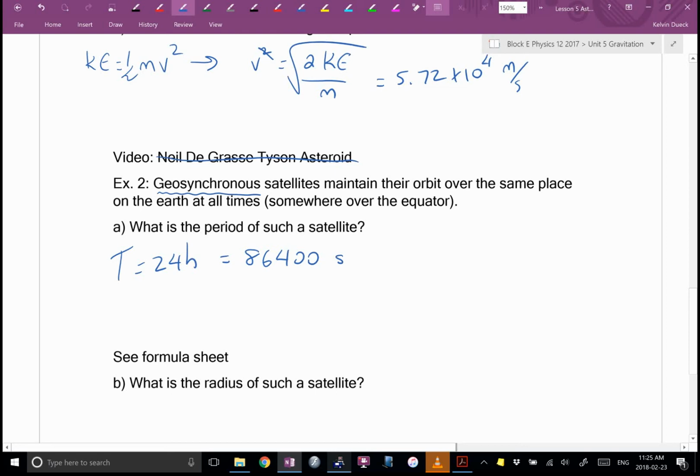You get 86,400. In fact, I think on your formula sheet, that's what it says the period of the Earth is as well, right? It says 86,400, right? It says 8.64 times 10 to the 4th, right? This is 8.61 times 10 to the 4th. What?